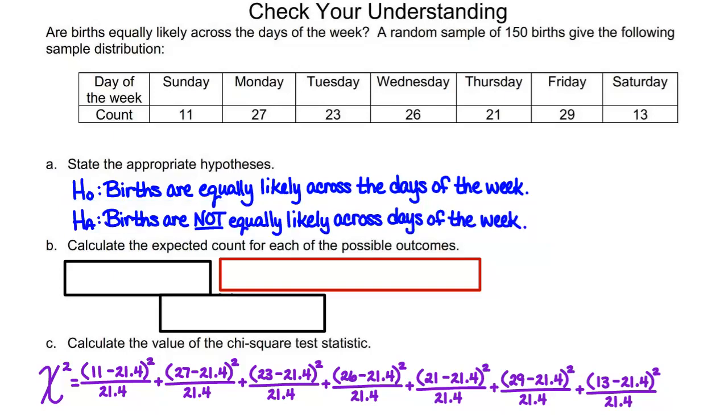How would we calculate the expected count for each of these possible outcomes? Why? Other than the fact that it's down there. How do we come up with that?